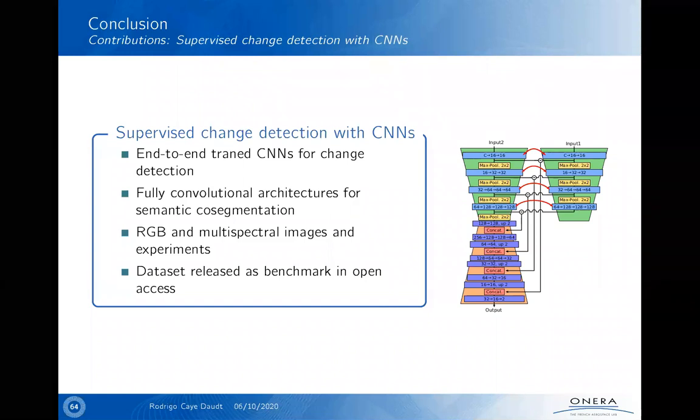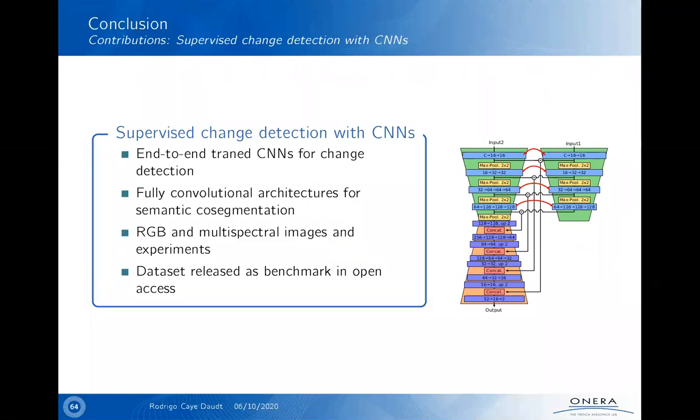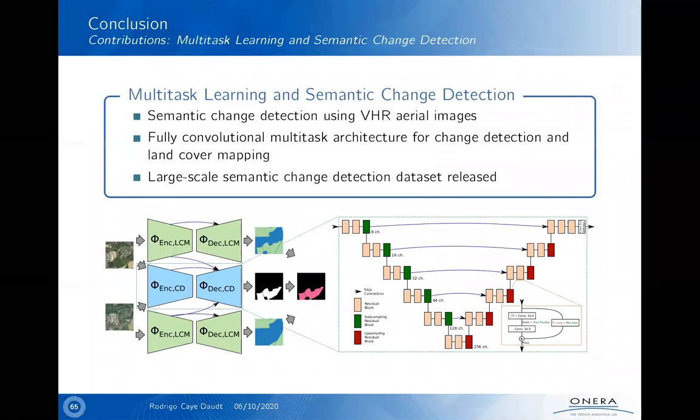We compared the results in RGB and multispectral images, and we saw that there is an advantage in using these multispectral images. Finally, the dataset that we used here was released to the scientific community to serve as a benchmark and to properly compare different methods that are proposed by different authors. So it's completely open and online.